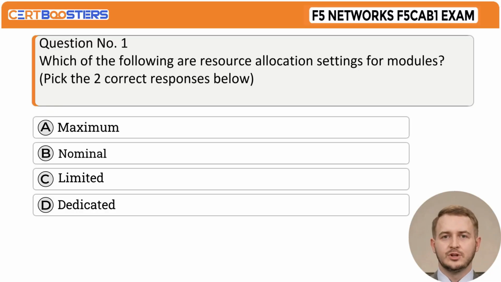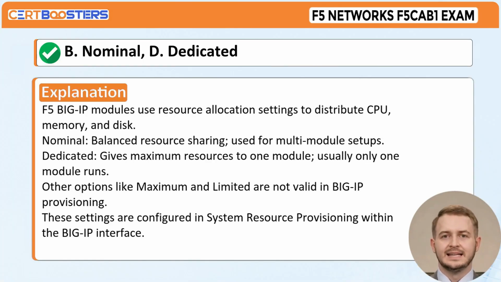Question number 1. Which of the following are resource allocation settings for modules? Pick the two correct responses below. A. Maximum. B. Nominal. C. Limited. D. Dedicated. Correct answer, B. Nominal, D. Dedicated.